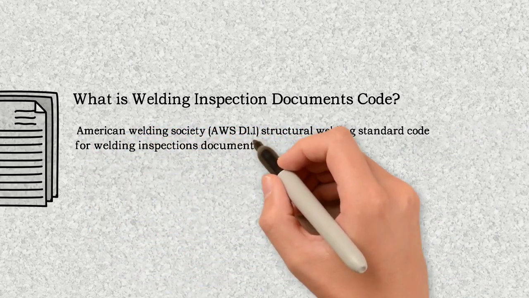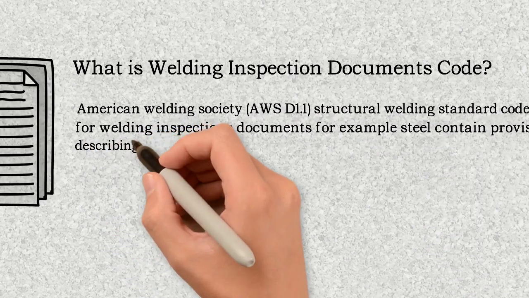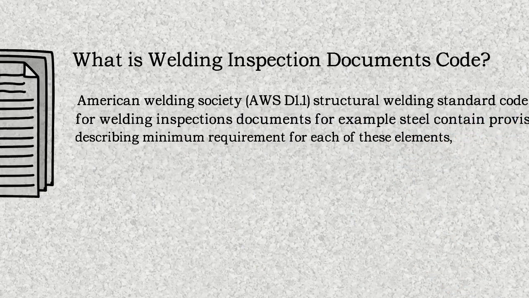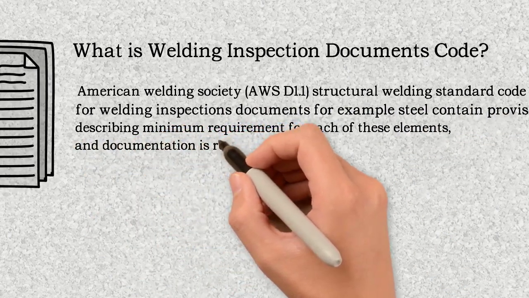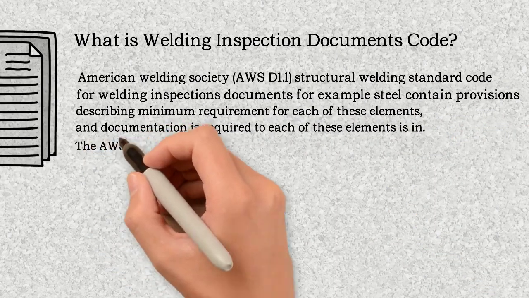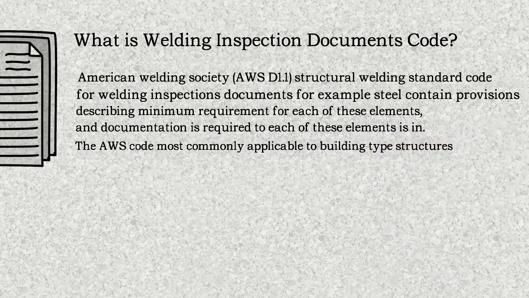Welding inspection documents, for example, contain provisions describing minimum requirements for each of these elements, and documentation is required for each of these elements in the AWS code most commonly applicable to welded structures.